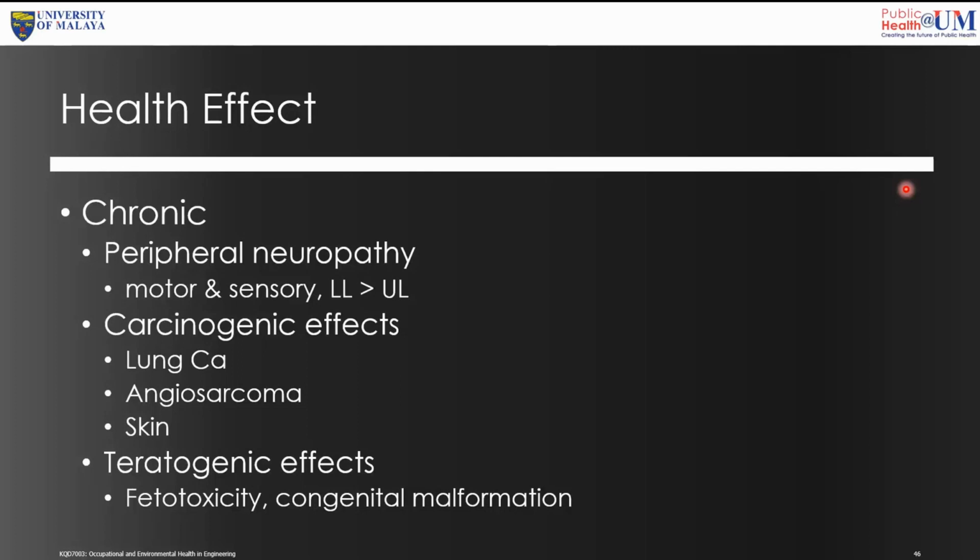Carcinogenic effect: it causes lung cancer, angiosarcoma, cancer of the blood vessels, cancer of the skin. Just now we discussed the dermatological effect or skin cancer. Teratogenic effect is basically effect on the baby or the fetus. So it causes fetal toxicity. It means it's toxic to the fetus, the baby before it's born, and it can also lead to congenital malformation because of the exposure to arsenic during conception or before you are born.